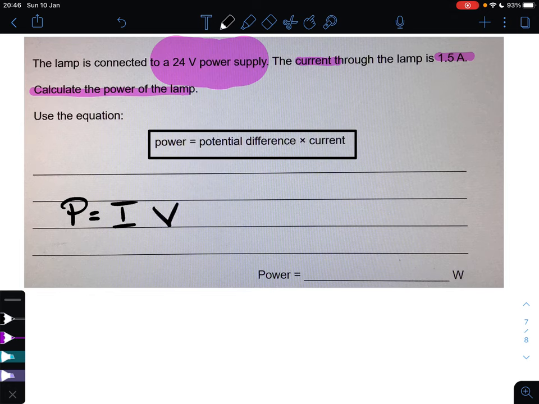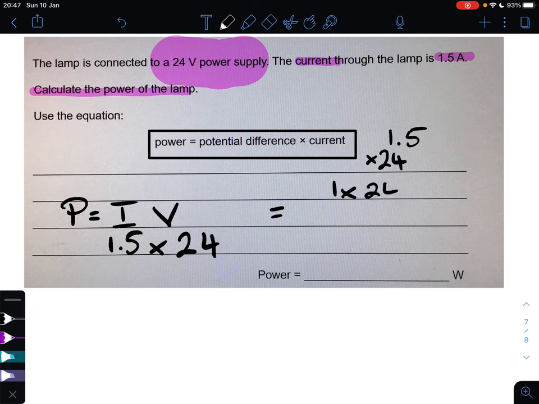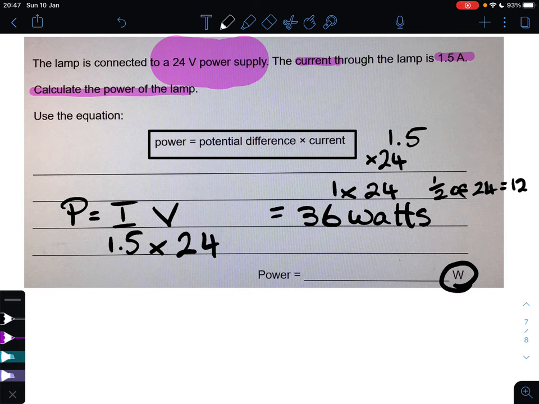And we're going to times them together. So we've got 1.5 times 24. Now if you haven't got a calculator, and you should have, I haven't, so I'm going to do it manually. 1.5 times 24: I've got one lot of 24 and half of 24, which is 12. So 24 plus 12 is 36 watts. They've already written watts on the end, so you don't get a mark for it.